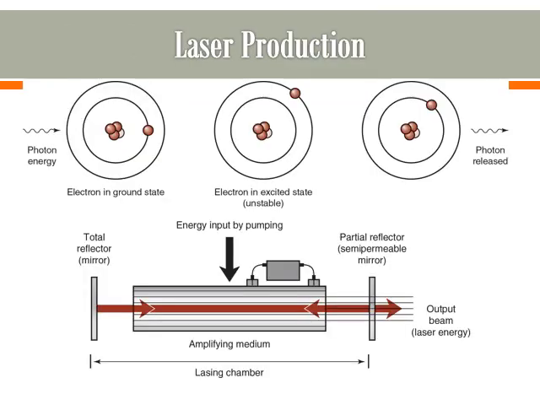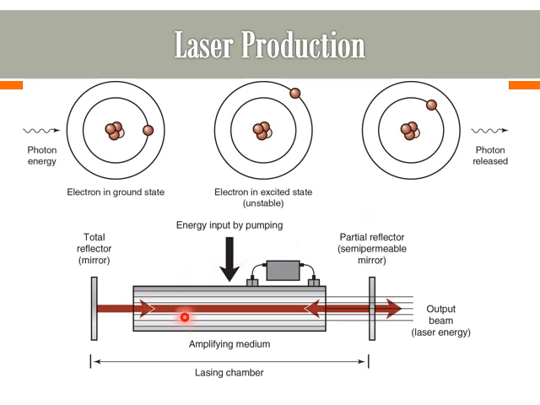So here, if we look at laser production, this is just a picture showing how this works, okay? So we have that photon energy that we talked about. Here's the electron in the ground state. It goes to an excited state, and then it comes back. The photon gets released, okay?